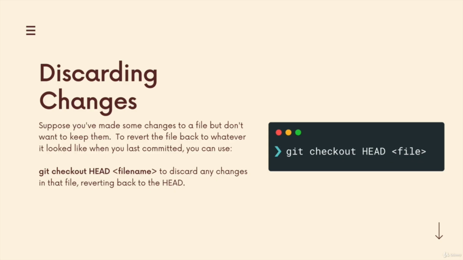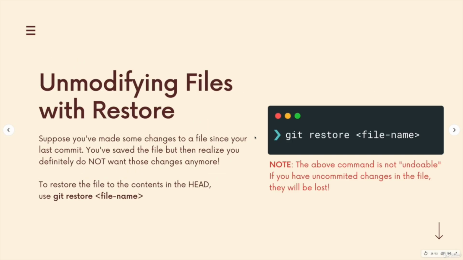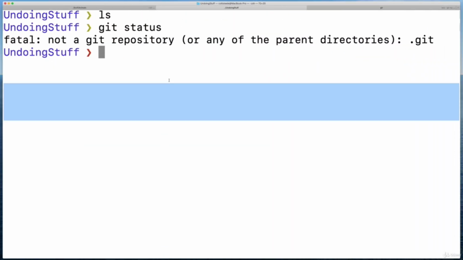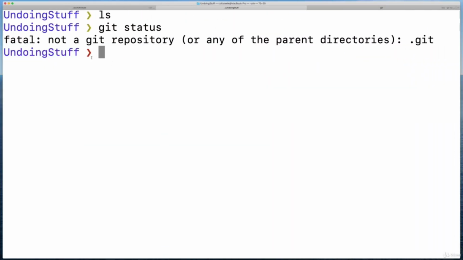Okay, so on to another use for the checkout command. We can use git checkout to discard changes from a file, basically to revert back to whenever we previously committed. So I'm going to demonstrate this in the next couple of commands. There's restore, another command, on a very boring, stupid repository that will make it very clear how this works. So I already have a new folder called undoing stuff. It's not a repo. I'm going to init.